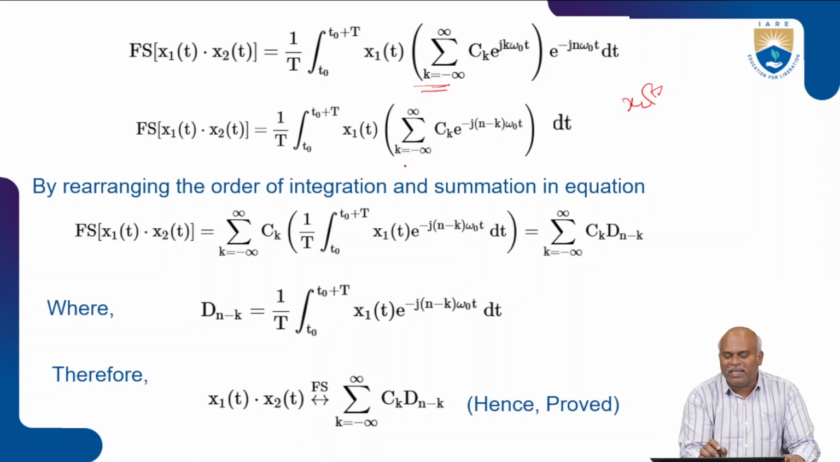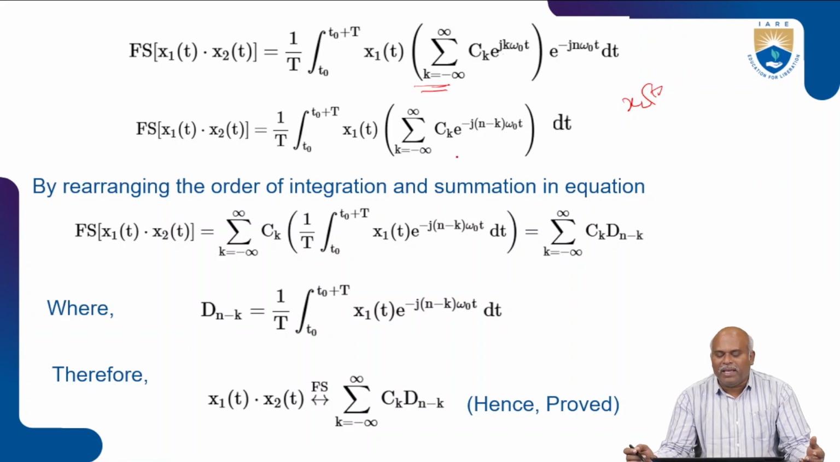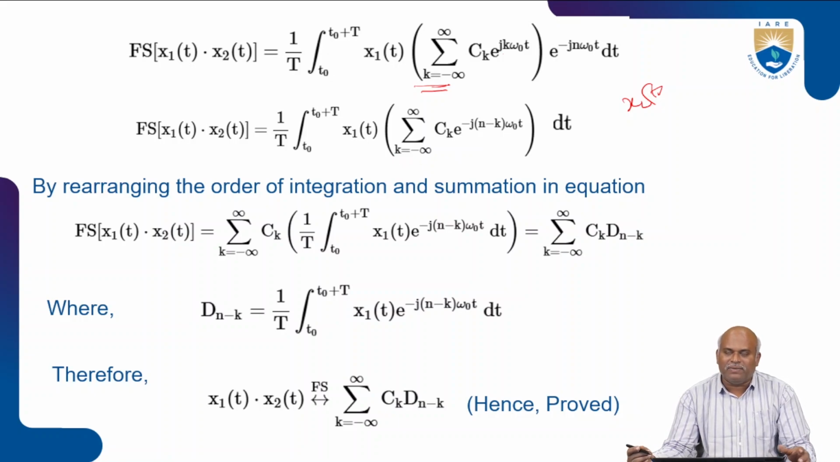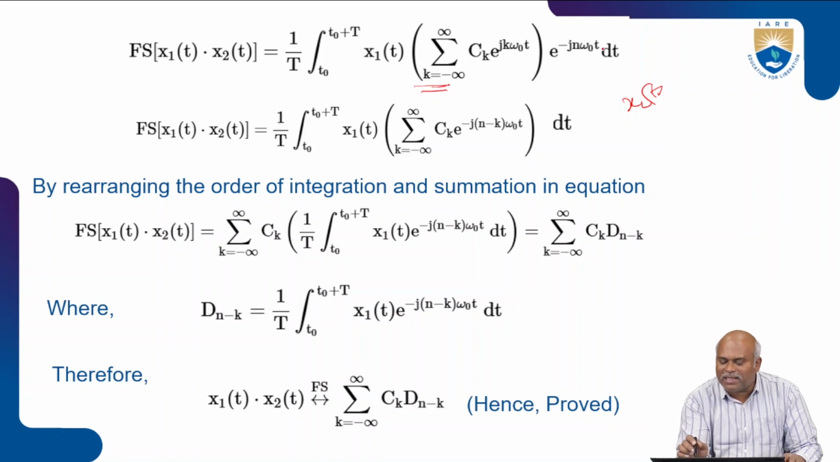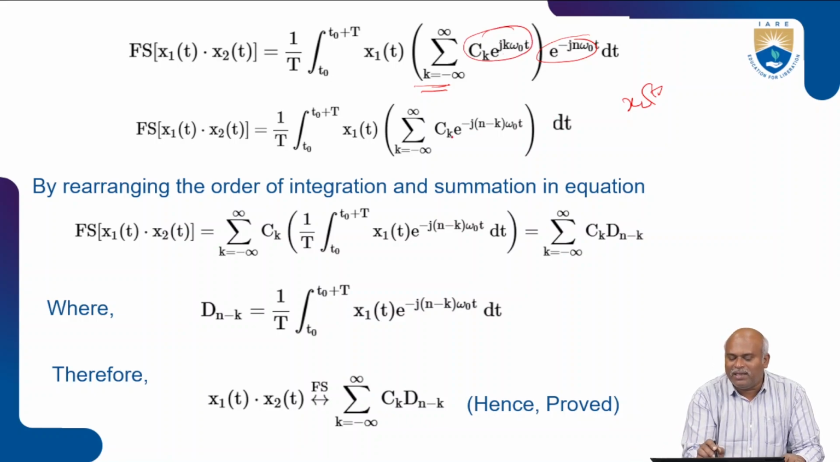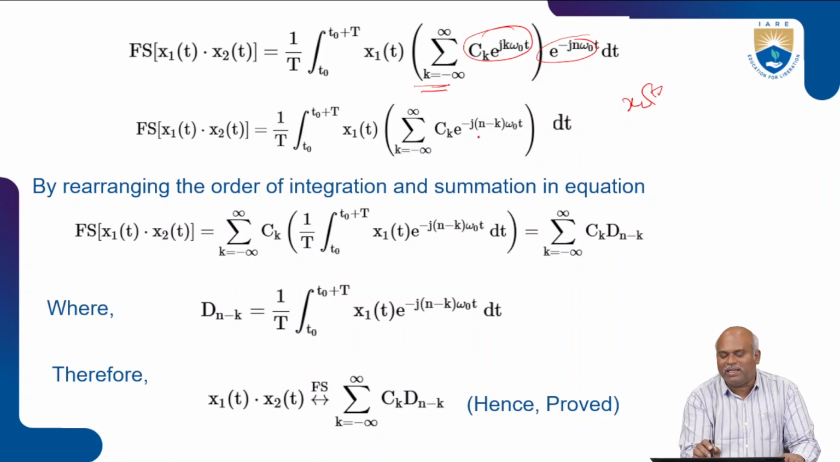Now this summation, what will happen? The summation from k equal to minus infinity to plus infinity, we can merge for n as well as k, e power j k omega 0 t. So c of k e power j (n minus k), we can simplify this e power condition as minus j (n minus k) omega 0 t dt.